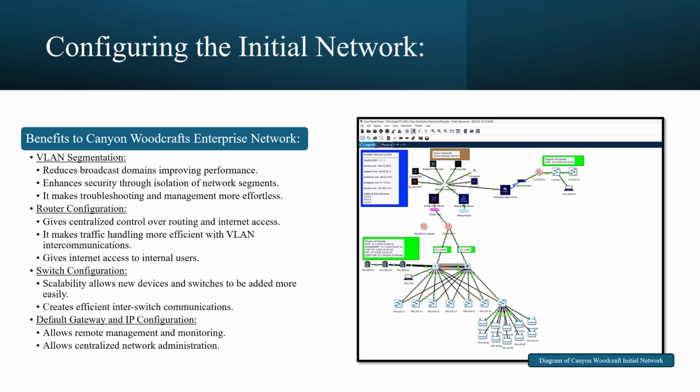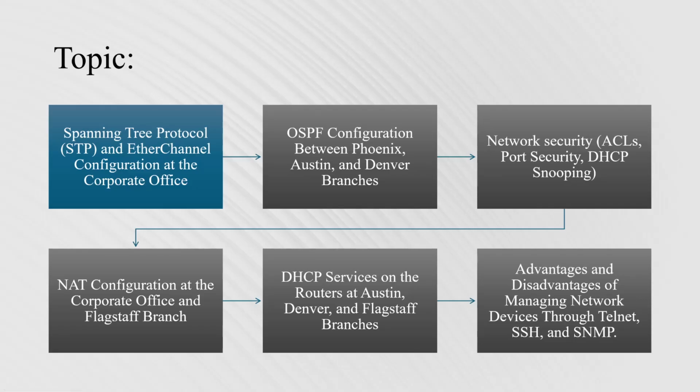Configuring the initial network, what did that do for the benefit of Canyon Woodcraft's enterprise network? VLAN segmentation improved performance by reducing broadcast domains, enhancing security through isolation, and simplifying troubleshooting and management. Router configuration provided centralized control over routing and internet access, enabling efficient VLAN communication and ensuring internet access for internal users. Switch configuration enhanced scalability for adding devices and switches, enabling efficient inter-switch communication. Default gateway and IP configuration supported remote management, monitoring, and centralized network administration.